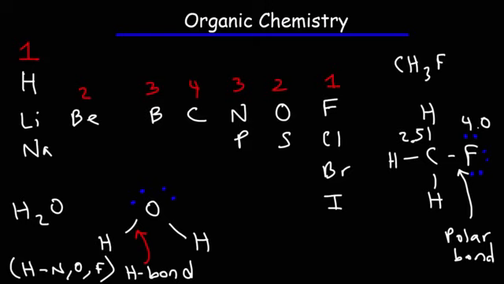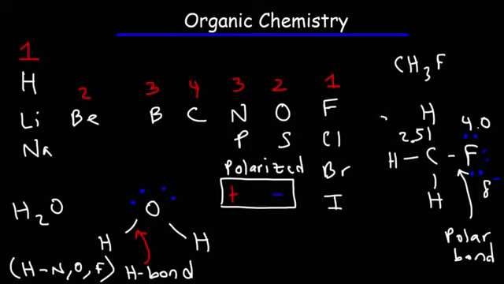Now you might be wondering, what does it mean for a bond to be polar? A polarized object is an object that is neutral overall, but has charge separation. That is, one side is positive and the other side is negative. So this is a polarized object. The bond is polar because fluorine carries a partial negative charge due to the fact that it's more electronegative than carbon, so it pulls electrons toward itself. And carbon, being less electronegative, has a partial positive charge. So due to that charge separation, we can say that the carbon-fluorine bond is polar.